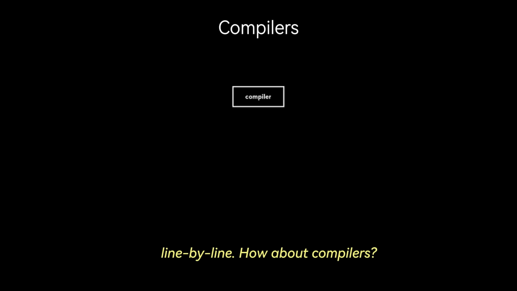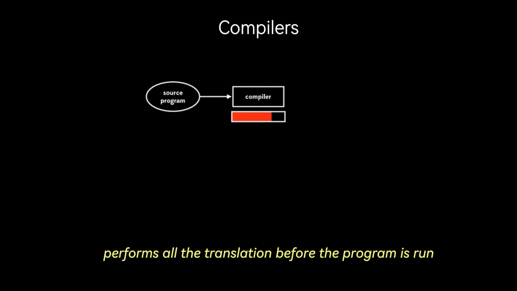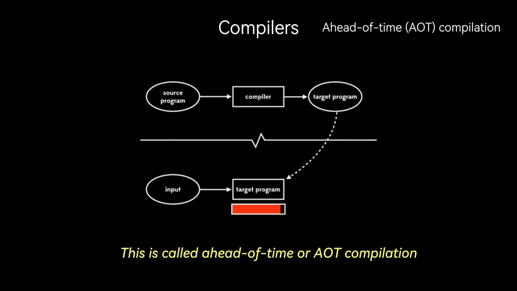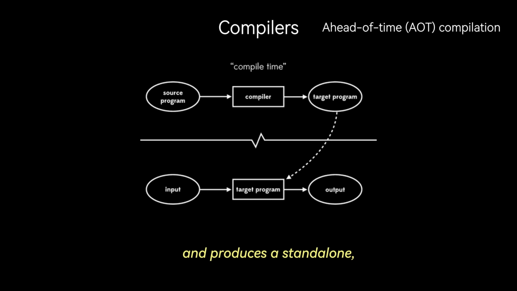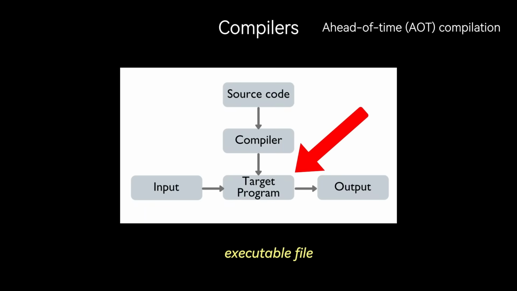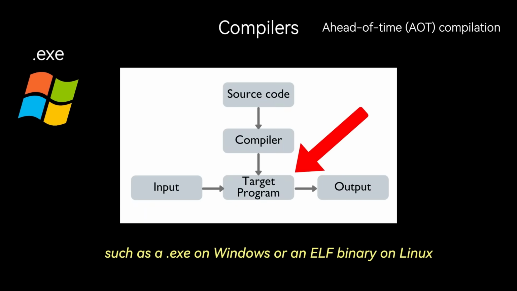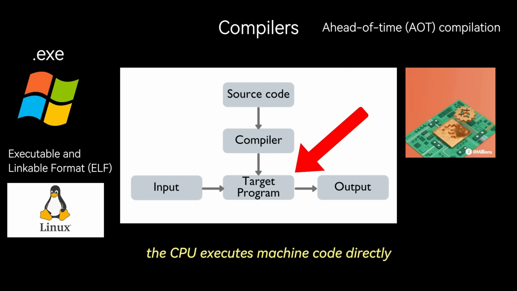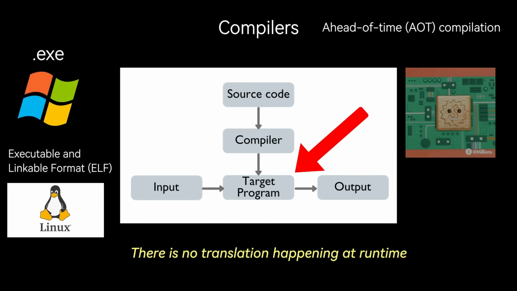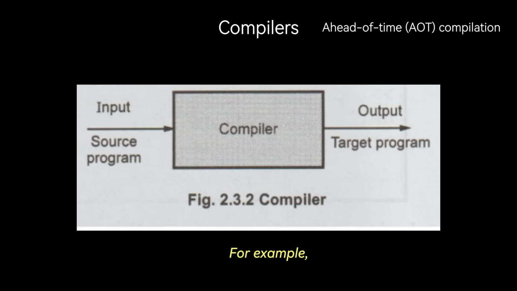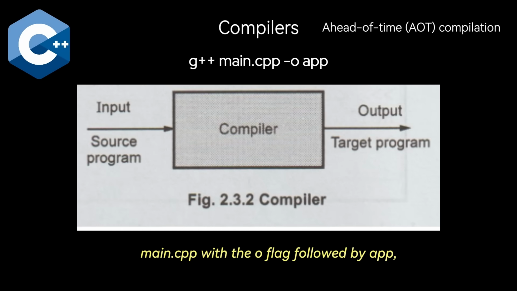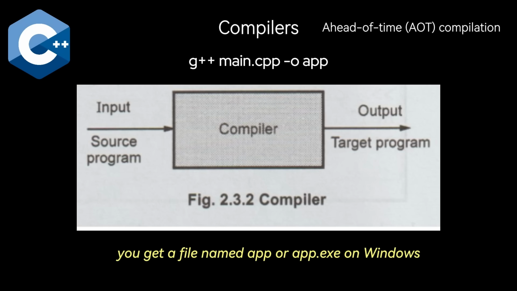How about compilers? A compiler performs all the translation before the program is run. This is called ahead of time or AOT compilation. The compiler takes your source code and produces a standalone executable file such as a .exe on Windows or an ELF binary on Linux. When you run this file, the CPU executes machine code directly. There's no translation happening at runtime. For example, if you compile a C++ program using g++ main.cpp with the -o flag followed by app, you get a file named app or app.exe on Windows.